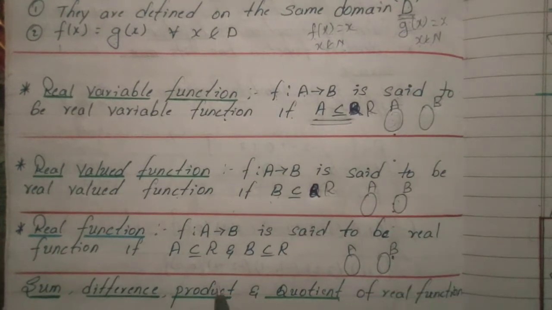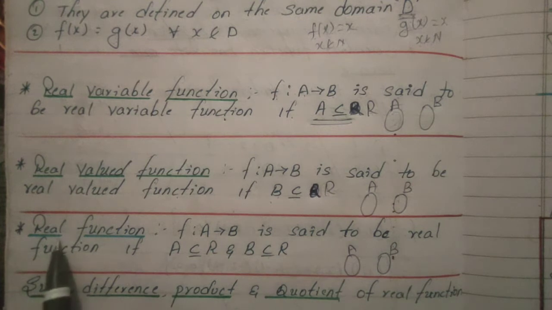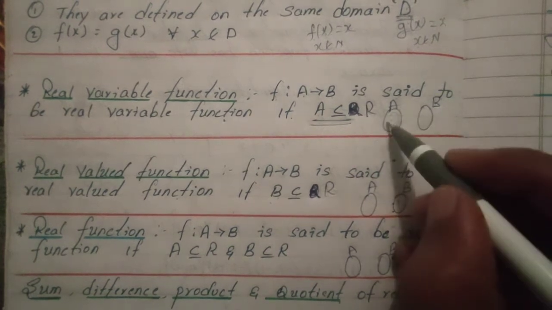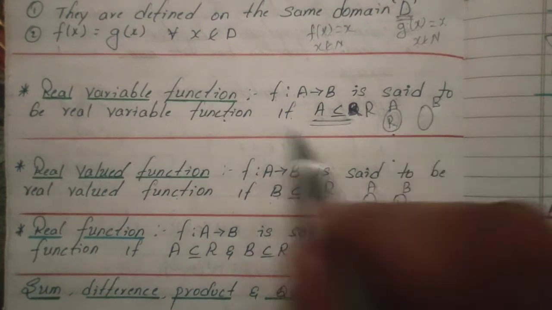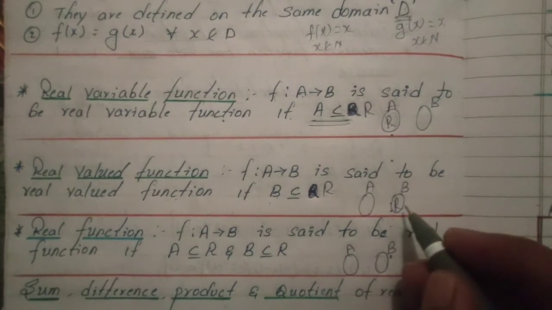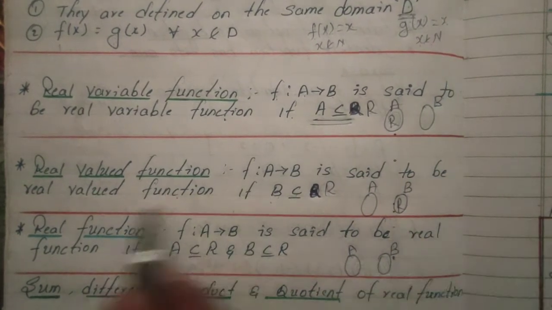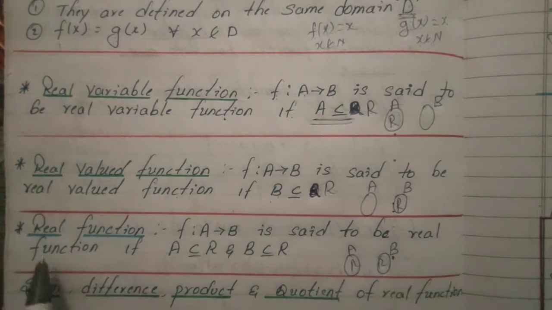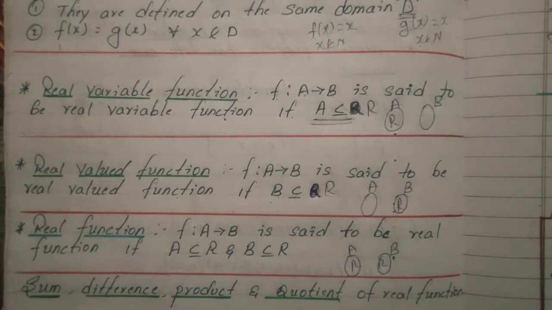Suppose both A and B are subsets of real numbers, then the function is said to be a real function. Only A belongs to R, variable. B belongs to R, meaning B is a subset of R, valued. Both are subsets of R, then the function is a real function.